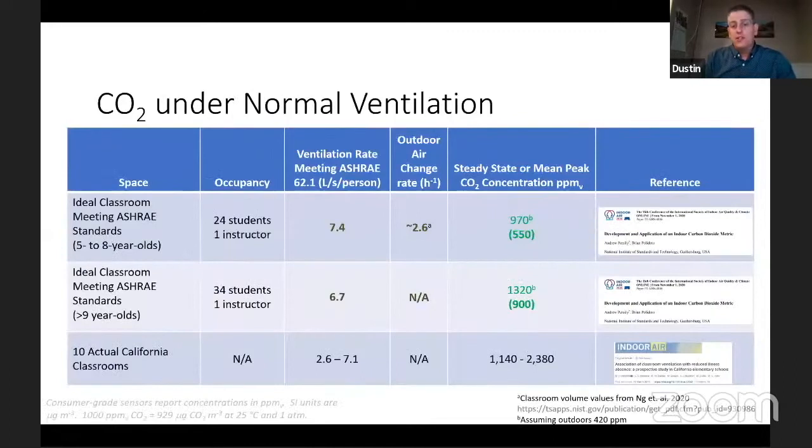ASHRAE is the North American standard organization for operating buildings, and it provides standard values that classrooms should be ventilated at in pre-pandemic times. In this case, ASHRAE recommends a ventilation rate for classrooms with 5 to 8-year-olds that would typically result in CO2 concentrations that are about 550 ppm above outside concentrations, or 970 ppm. This air change rate is roughly about 2.6 for an average size classroom. Pre-pandemic studies have shown that most classrooms are not ventilated to these standards and typically have higher CO2 concentrations.